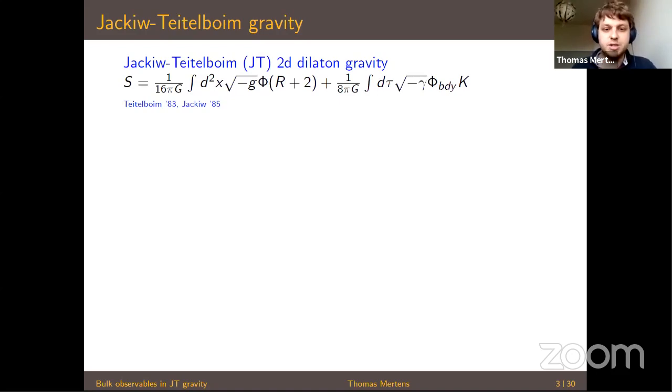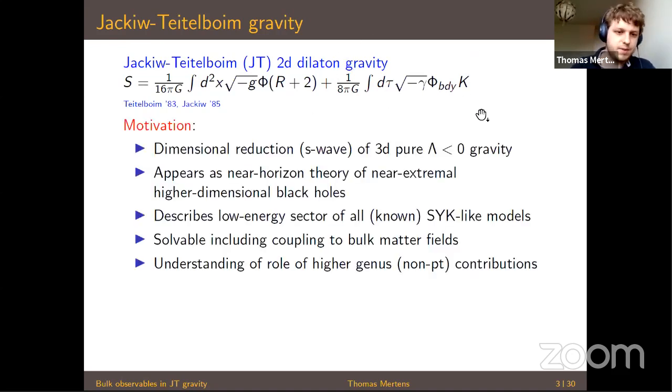So Jackiw-Teitelboim, or JT gravity, is a specific model of two-dimensional dilaton gravity, and I've written down the action here. So it consists of a dilaton field phi that's being directly coupled to the Ricci scalar. There's also this +2 here. This corresponds to a negative cosmological constant because I will be interested in studying this model in AdS for holographic purposes, obviously. And also because we will have a holographic boundary, I will add this Gibbons-Hawking-like boundary term here.